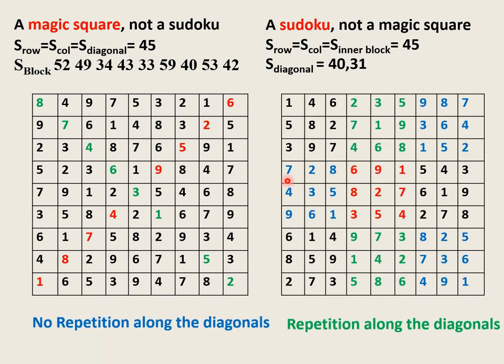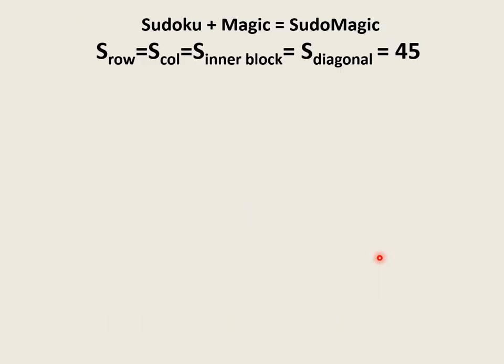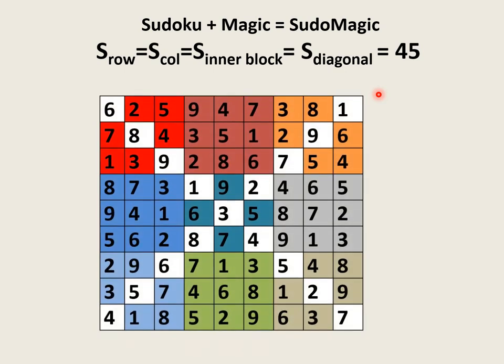If you look at the Magic Square, you see that all the numbers 1 through 9 are there in both the diagonals, so the magic sum is 45. But here there is some repetition, 1 is there twice. So naturally the sum is not 45, rather 40 and 30. And now the hardest one, where the sums for row, column, inner blocks and diagonals are all the same and equal. So this is the example. You can pause and check whether all are the same or not.